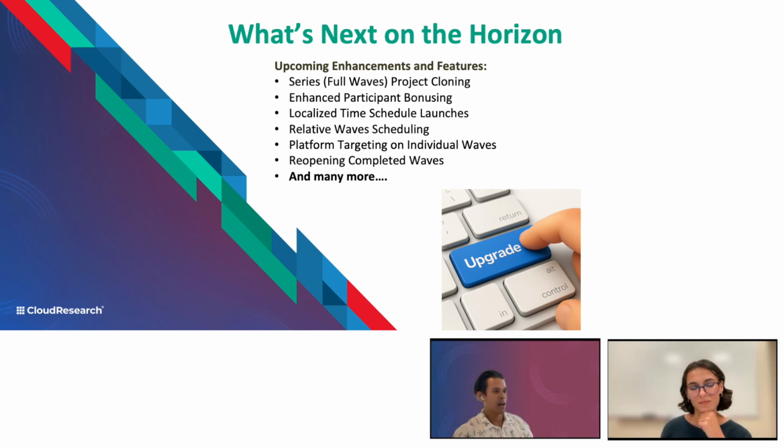Relative wave scheduling. This is the ability to say, I want wave 2 to launch 2 days after wave 1 completes, or wave 5 to launch 1 month after wave 4 completes. That way you would only have to set a hard time and date for wave 1, and everything is relative to that. We also have the ability to do targeting on individual waves. Kimmy just talked about having the include list for the entire series, but currently you're not allowed to do that on an individual wave basis. We're going to add that feature where you can further customize eligibility by including or excluding certain individuals at the wave level, which I think will be very helpful.